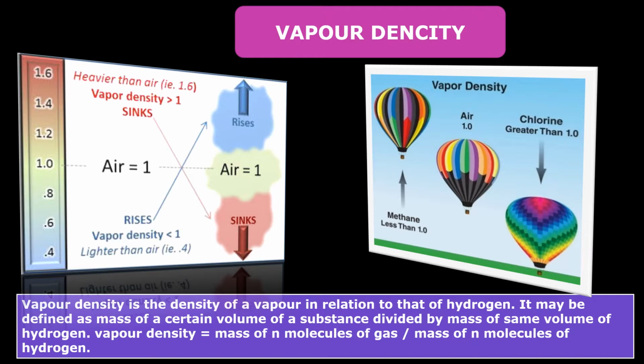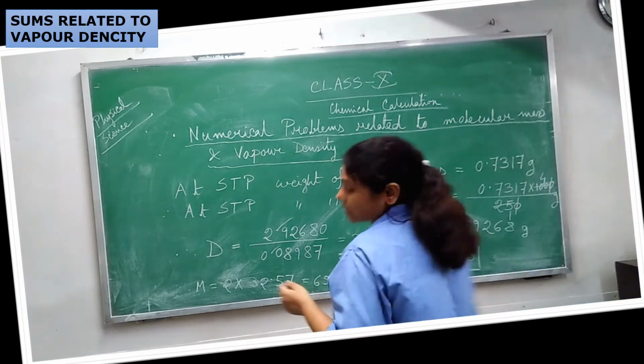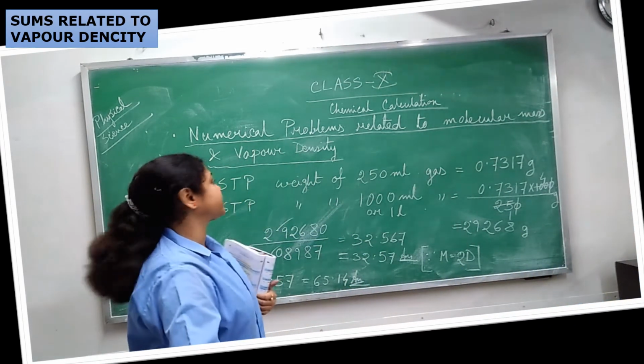Now let's start the sums related to vapor density. But before that, I'm going to prove M is equal to 2D. This is a very important equation. So I am showing the proof in the next video. Now we are going to start the sums related to vapor density.